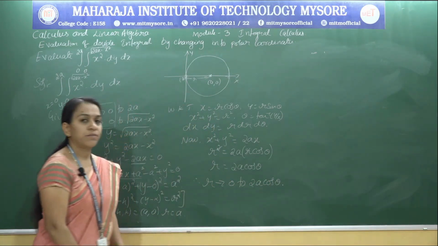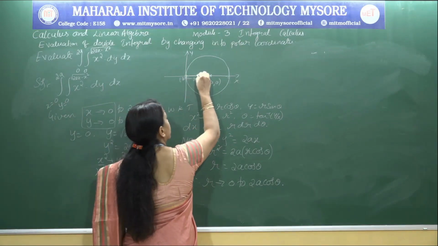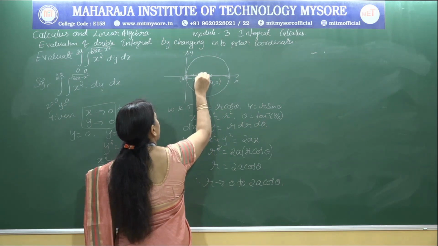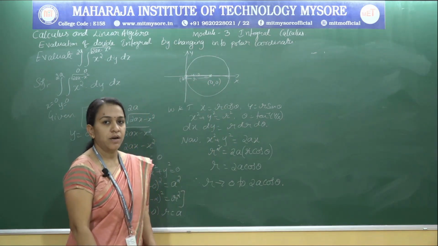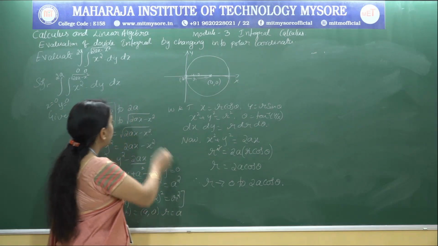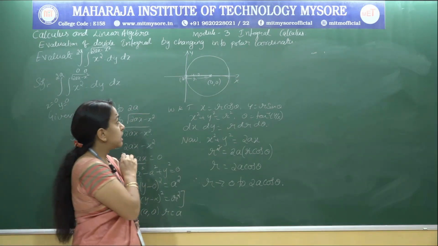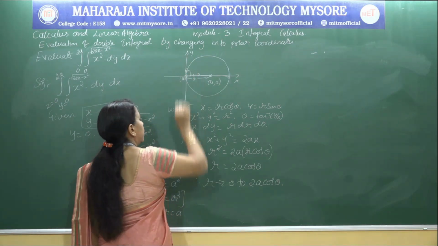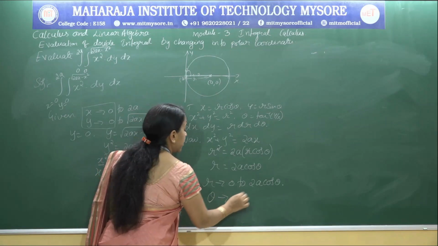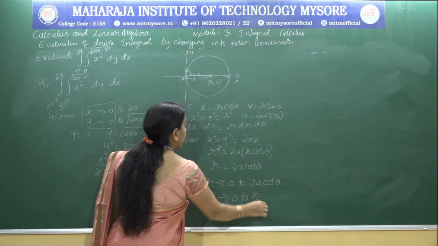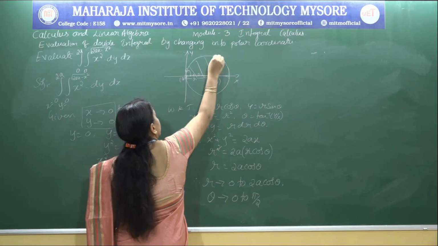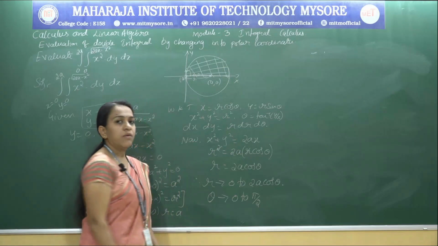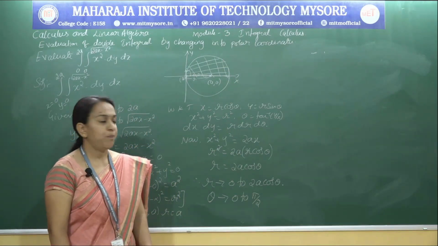So here x and y both vary from 0, it starts from 0, y equal to 0 means it is x axis, right, and it varies from 0 to root of some circle. So I can consider the theta value as theta varies from 0 to pi by 2. So theta varies from 0 to pi by 2, that means we are evaluating in a first quadrant. So we know that in a first quadrant our theta is 0 to pi by 2.